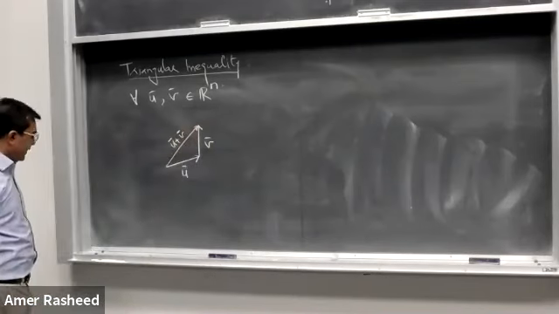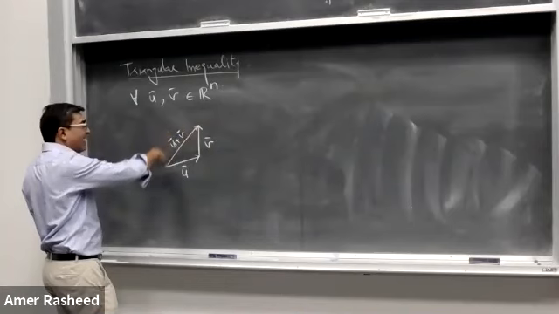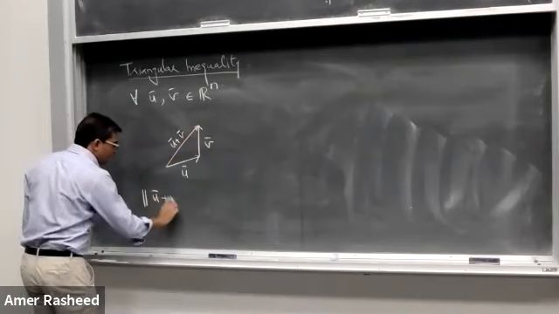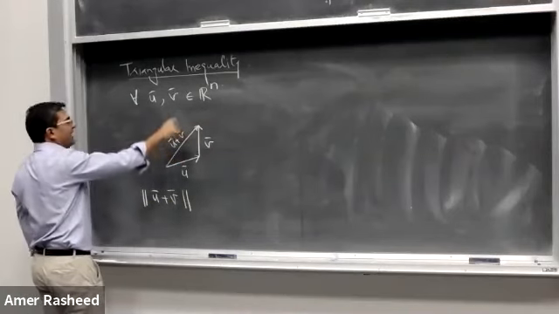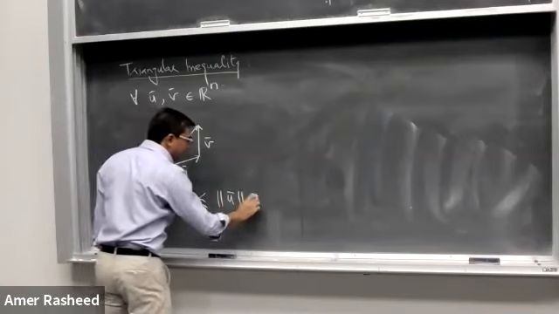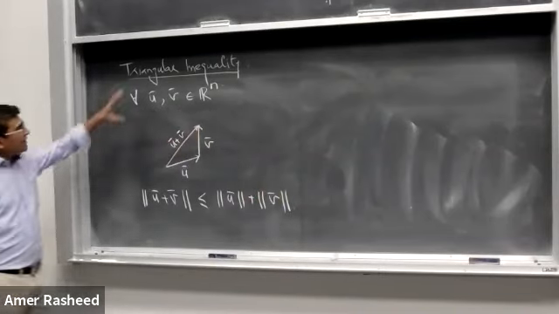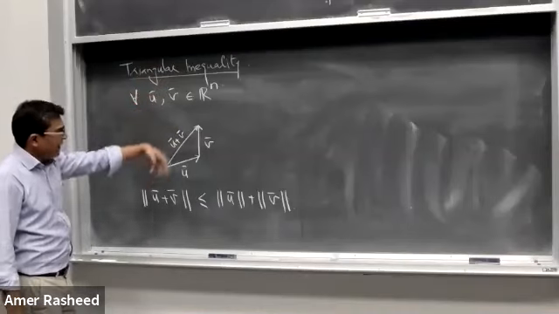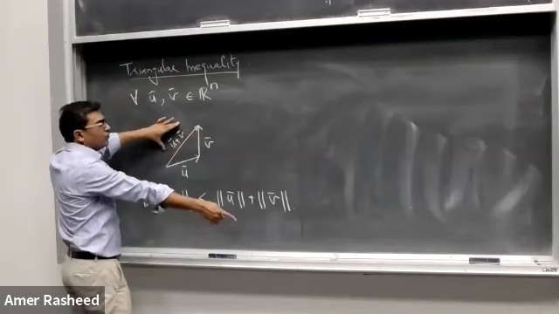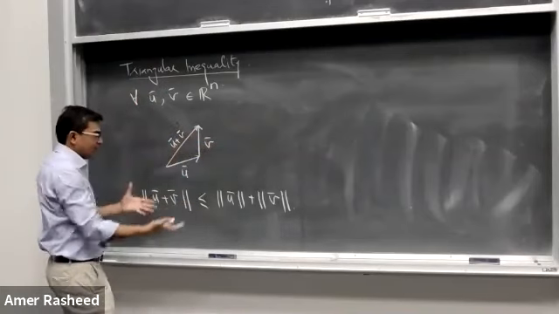What does this triangle inequality tell us? That the length of this bigger side of the triangle is always less than or equal to the sum of the lengths of the other two sides. So what does this triangle inequality tell us? In any triangle, the length of one side is always less than or equal to the sum of the lengths of the other two sides. You can choose any one side. Okay.